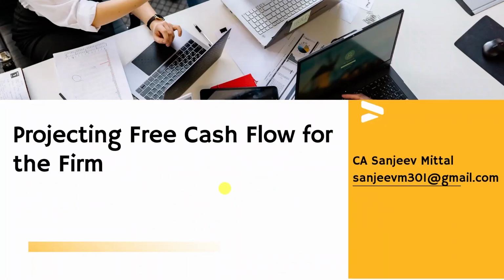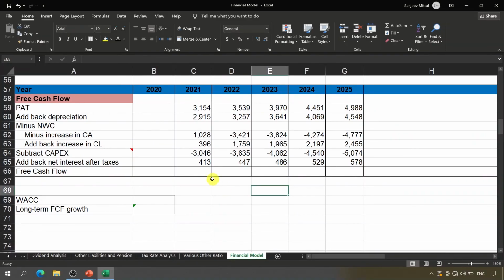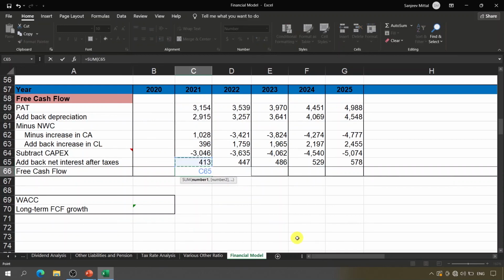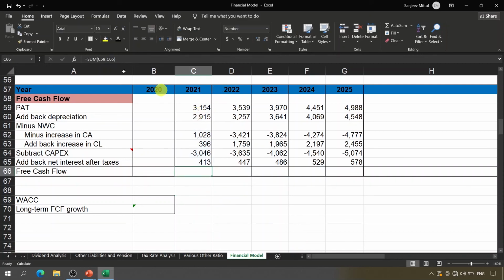Let's try to project our free cash flow for the firm in our Excel sheet. For that purpose, we just go to our Excel sheet and we shall take all the numbers for 2021, 2022, 23, 24 and 25. So simply I shall write sum, and after that I shall add these numbers, and we shall simply get the total number of free cash flow for the firm.